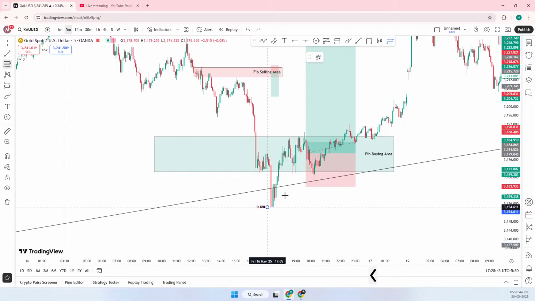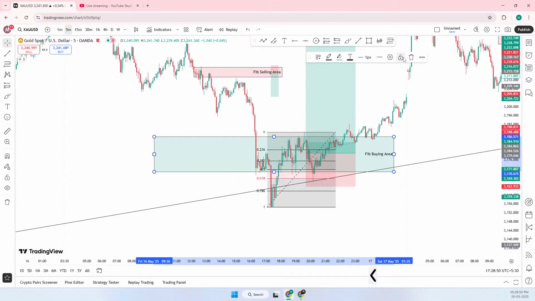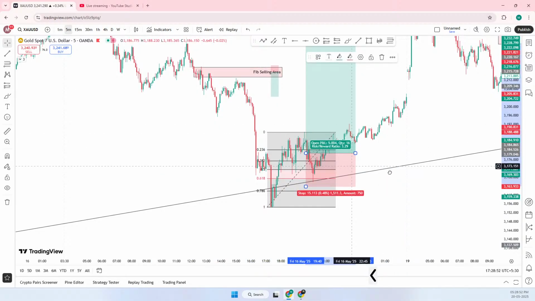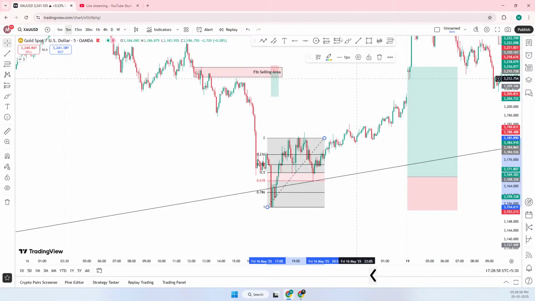If you want to take entry, you can mark Fibonacci from bottom to top. You will get the 0.5 level respected, right? I will just delete this buying zone here, or remove this entry. You will notice that this is the 0.5 level. You can even consider this also, that is also fine. You will notice that this was the buying area and market really tapped here.